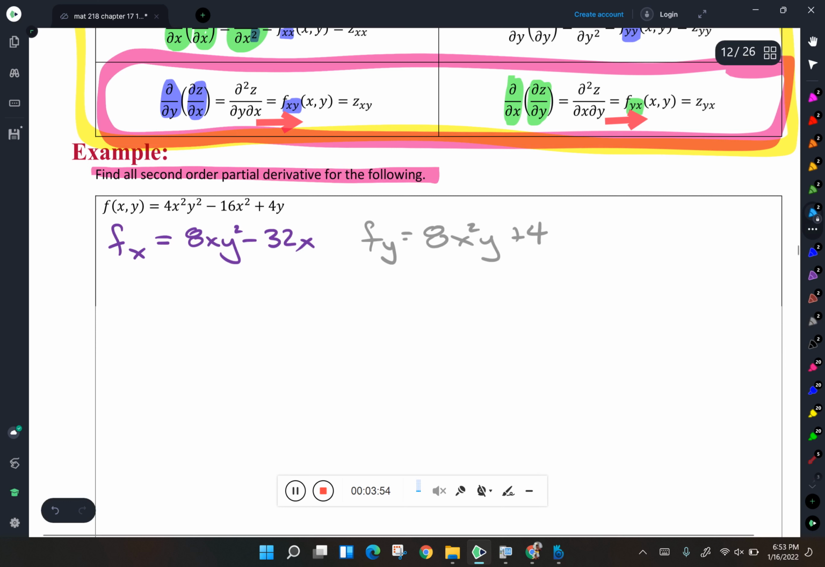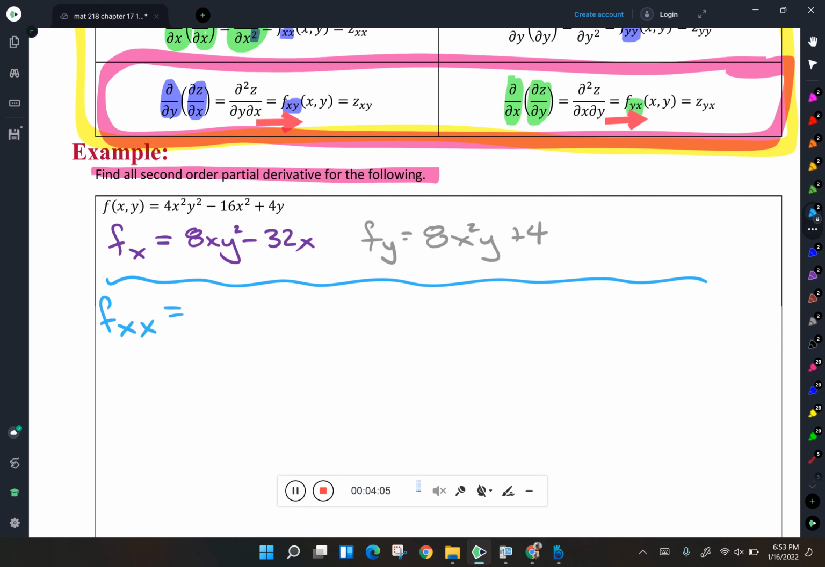Now I'll start working on my second partials. Okay? F sub x, x. That means go back to the purple one and take the derivative with respect to x again. First term with respect to x is going to give me 8y squared, and the second term would be 32. And there's my second partial xx. My second order partial derivative with respect to x both times.